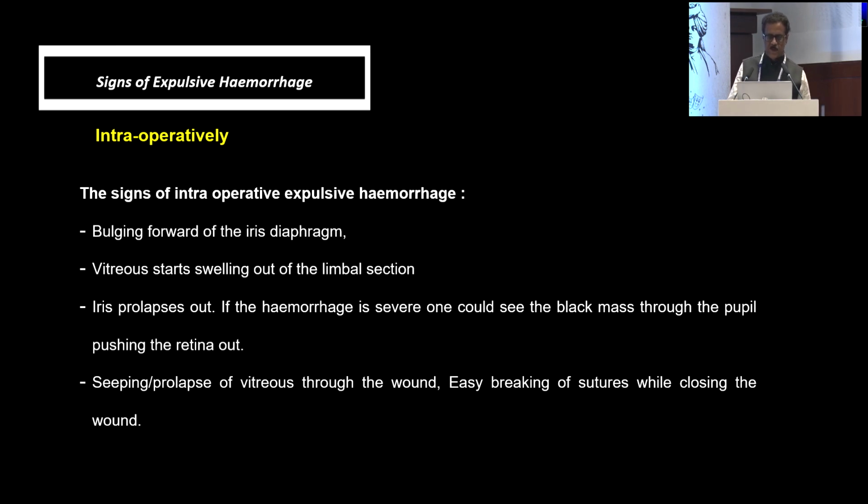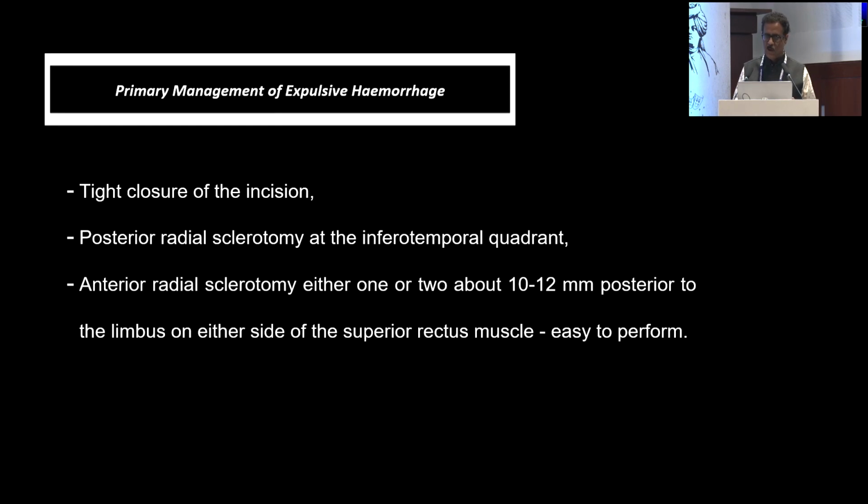The signs of expulsive hemorrhage: you have to anticipate the situation before creating any kind of hypotony. Any bulging forwards of the iris diaphragm, vitreous starting to prolapse out, iris prolapse and prolapse of vitreous to the wound are all anticipating signs of expulsive hemorrhage.